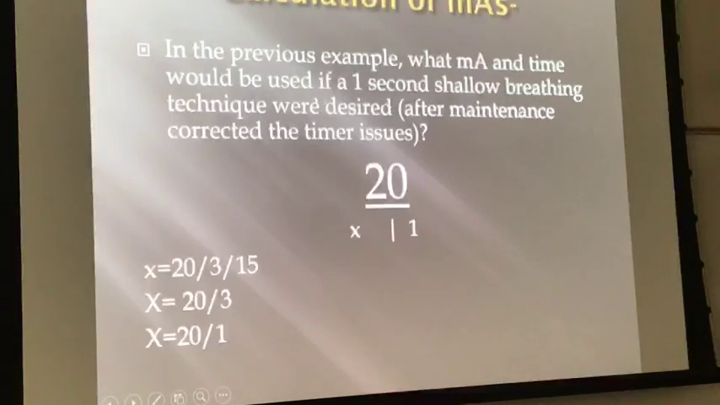All right. So again, in the previous example, what mA and time would be used for a 1 second shallow breathing technique? You're using the same technique, but now you've got a situation where maybe you're shooting a sternum. So you need the patient moving, you need to utilize the patient's motion. So you need a 1 second exposure. So again, we'd be using reciprocity. So we would decrease our mA station down to 20, and we'd have a 1 second exposure to again arrive at 20 mAs.